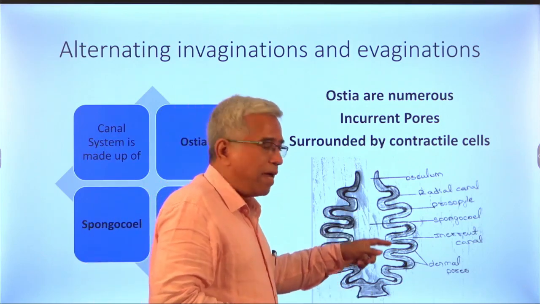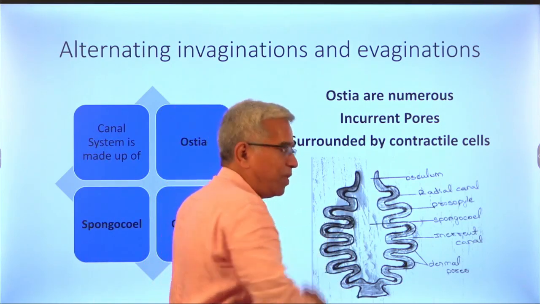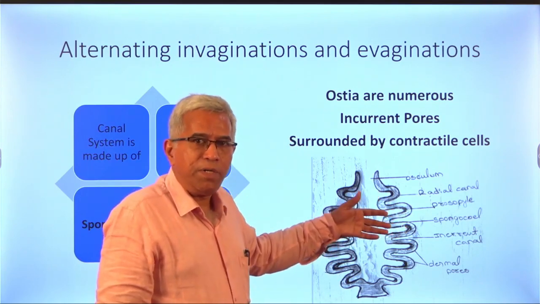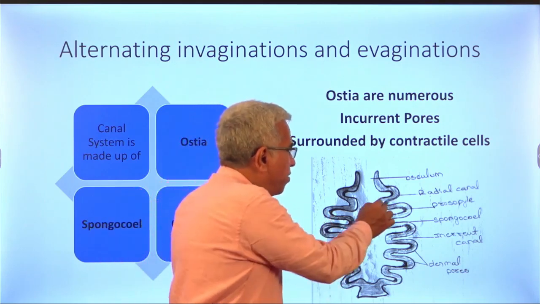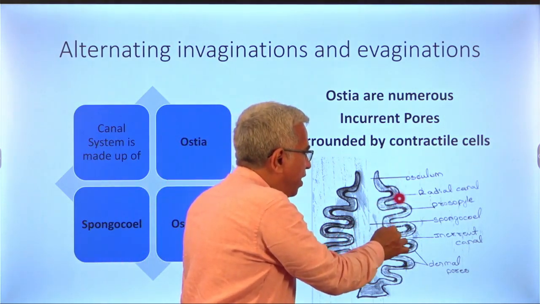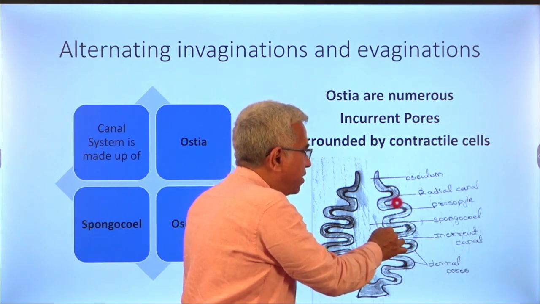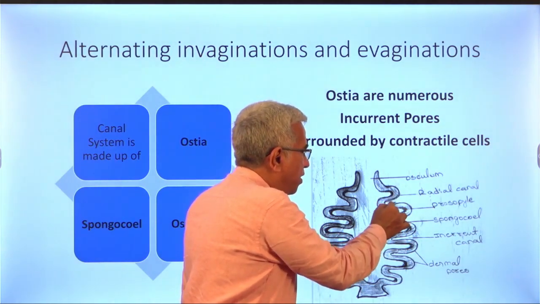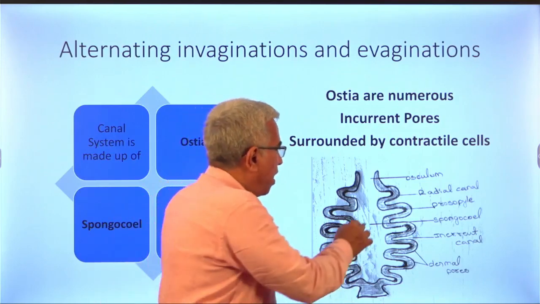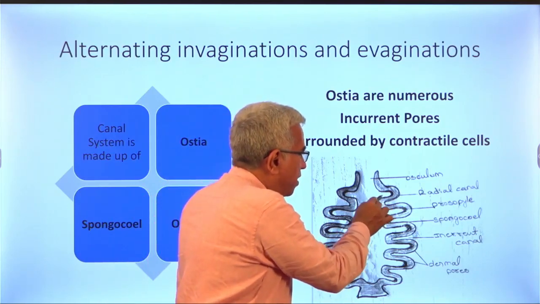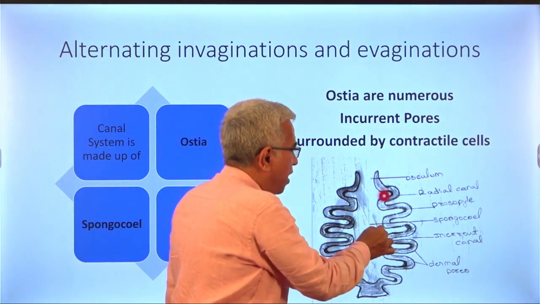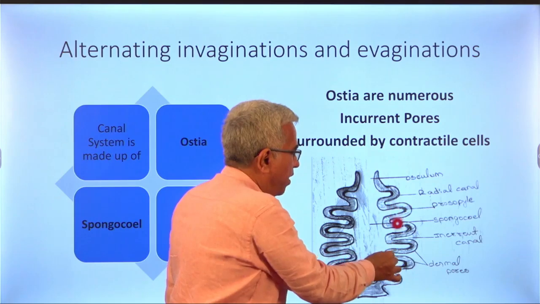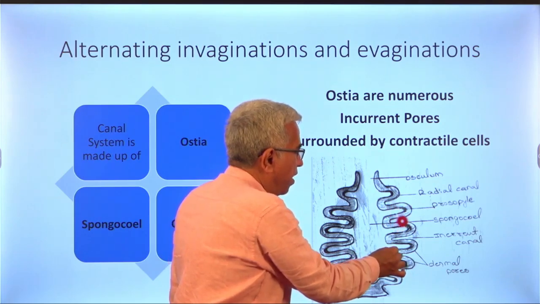But here in this diagram, you can also see certain foldings, certain evaginations, that means outward foldings, and invaginations, inward foldings. These inward foldings form a cavity, and this canal is called incurrent canal. And this evagination results in outward folding, and here you can see one more chamber, and this chamber is called radial canal. This is called incurrent canal, and this one is called radial canal.